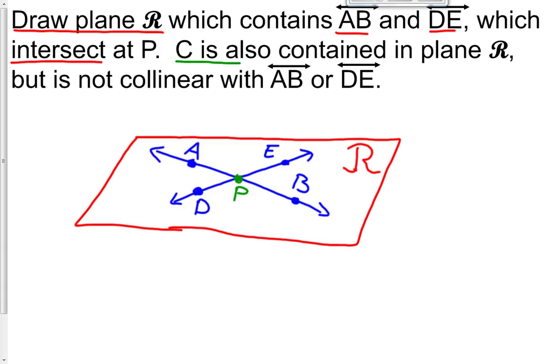Now it says C is also contained in plane R, so C lies on the plane, but it is not collinear with A, B, or D, E. So if it's not collinear, we would say it's non-collinear. You just got to put C anywhere on the plane, except don't put it on line AB and don't put it on line DE. I'll just put it right over here, because that's where I have the most room. But you could have put it here, you could have put it there. It doesn't matter as long as it doesn't lie on line AB or line DE. And you have successfully drawn that picture.